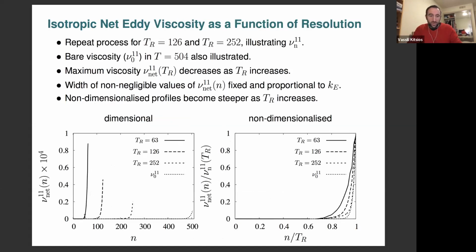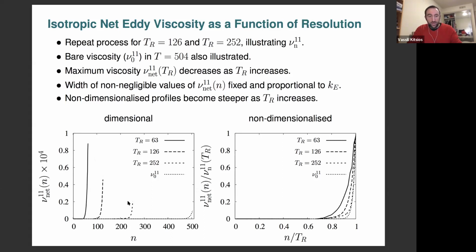So we can repeat this process. That was the profile we saw before by truncating at wave number 63. We're going to truncate at wave number 126 and 252. And this is the bare dissipation that we applied in the original DNS. And you can see, as you would expect, as you're going up in truncation wave number or up in resolution, the amount of eddy viscosity you need is decreasing because you're now trying to represent fewer triadic interactions. You might also notice that the range of non-zero eddy viscosities is somewhat independent of the resolution that you're running at.